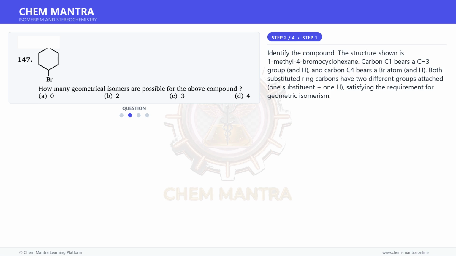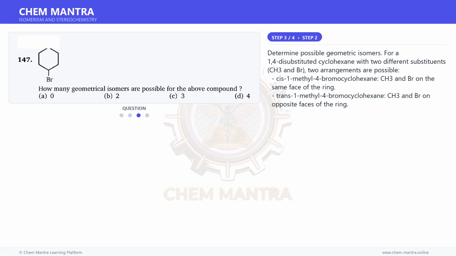Moving on to the next step. Identify the compound. The structure shown is 1-methyl-4-bromocyclohexane. Carbon C1 bears a CH3 group and H, and carbon C4 bears a Br atom and H. Both substituted ring carbons have two different groups attached, one substituent plus one H, satisfying the requirement for geometric isomerism.